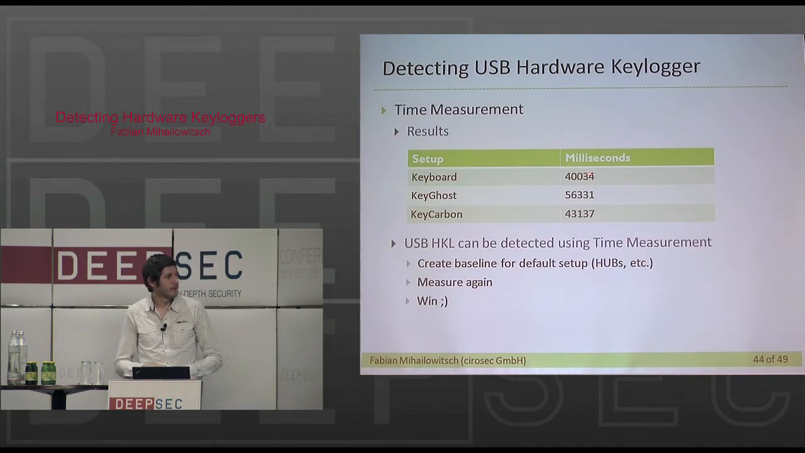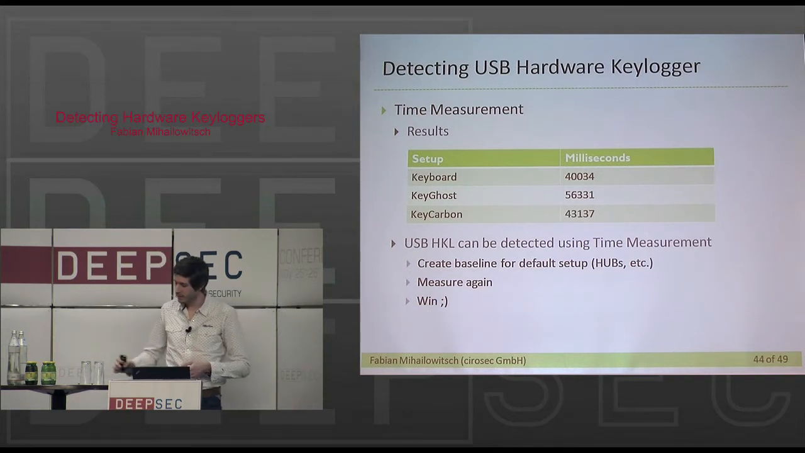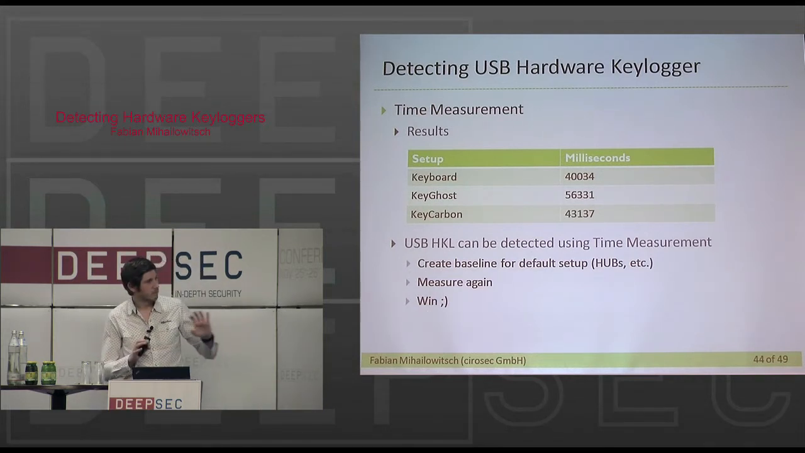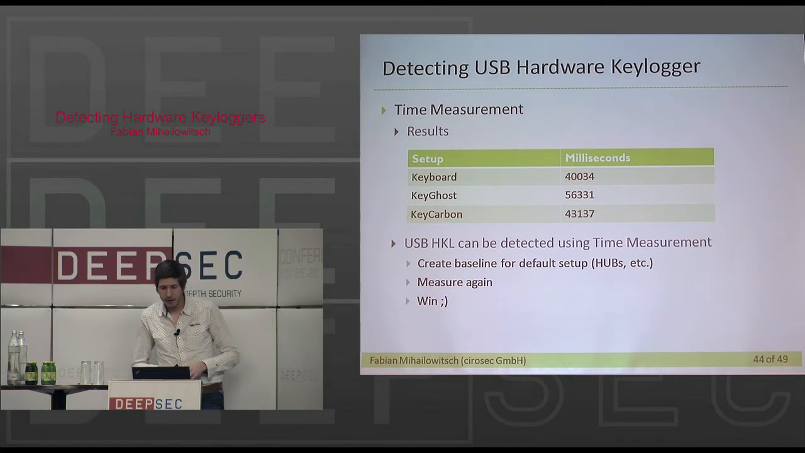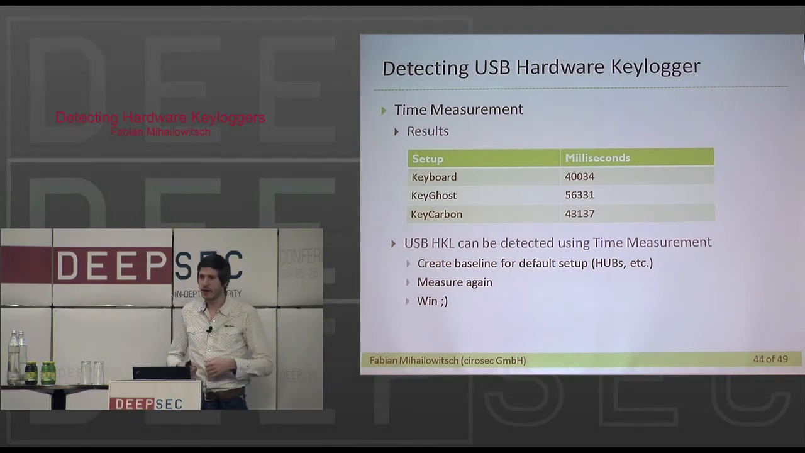These are my results for that. You can see the keyboard and the amount of milliseconds it takes to do so, and with the keyloggers in place, it just takes more time. So we can detect USB-based hardware keyloggers using time measurement too. Basically, we have to create a baseline. In that, we have to consider whether we plugged in hubs and so on, because if we introduced hubs in our topology later on, the timing would increase too, and we would have false positives. And then we can measure again at a certain moment and detect it.